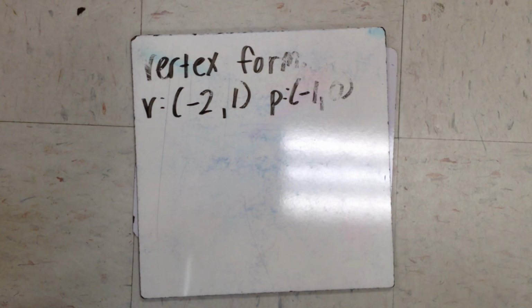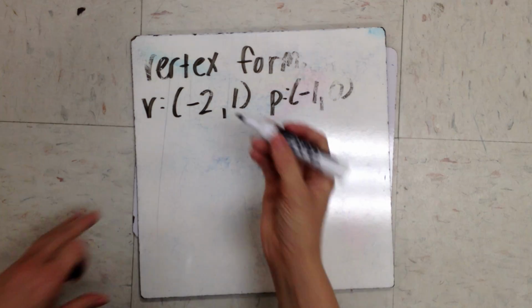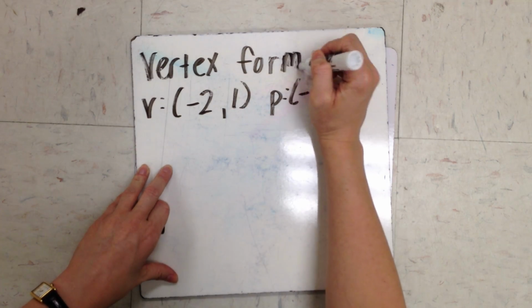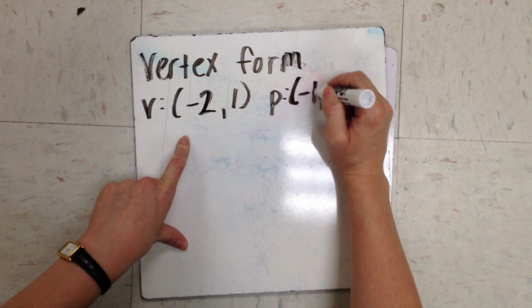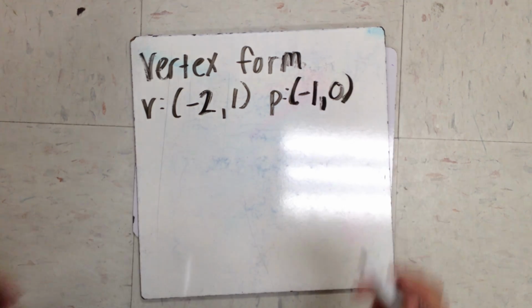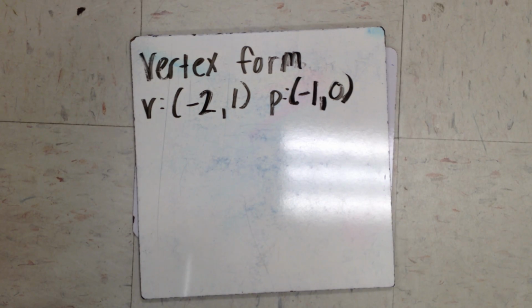All right, the first one, I want you to write this quadratic in vertex form. When you're given the vertex, negative 2, 1, and a point on the parabola of negative 1, 0. Keep in mind, if you're given the vertex, you're going to be writing it in vertex form. If you're given the intercepts, you're going to be writing it in intercept form. All right, so pause, solve this out, and then hit play to see it worked out.